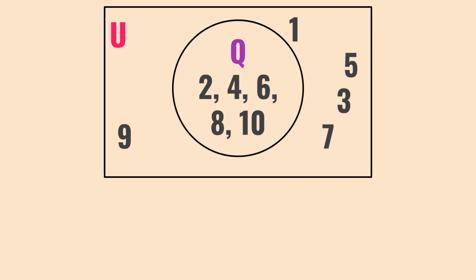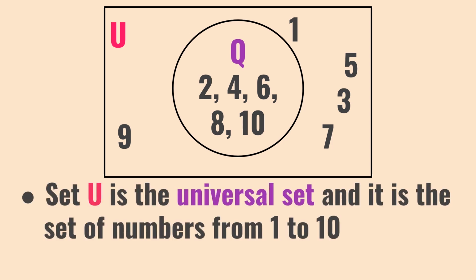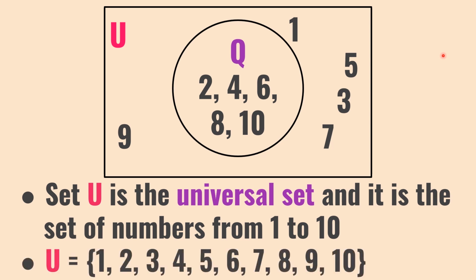Set U is the universal set and it is the set of numbers from 1 to 10. Muli, ang set U ay universal set na may elements mula 1 hanggang 10. Lahat ng elements sa loob ng parisukat ay member ng universal set. Bilangin nga natin. 1, 2, 3, 4, 5, 6, 7, 8, 9, and 10. Kung isusulat natin sa set notation ang universal set, ito ay U is equal to 1, 2, 3, 4, 5, 6, 7, 8, 9, 10.